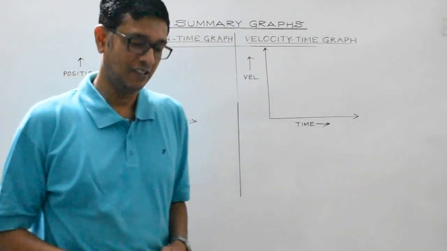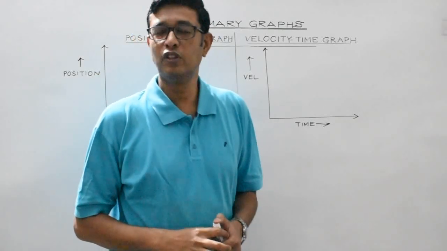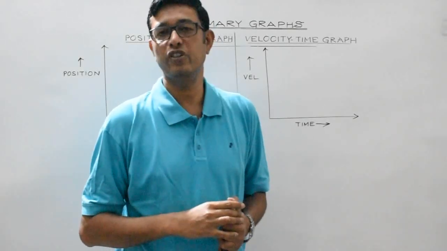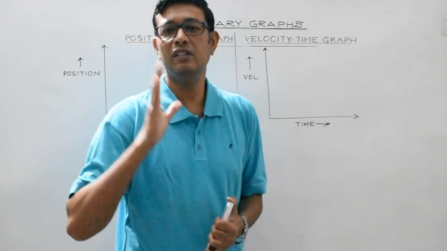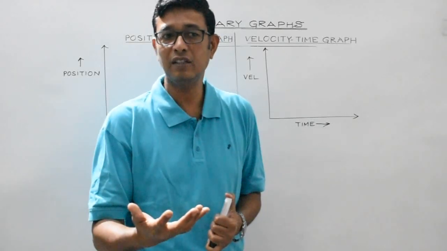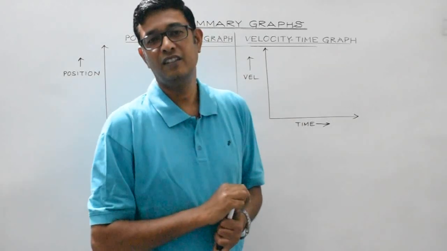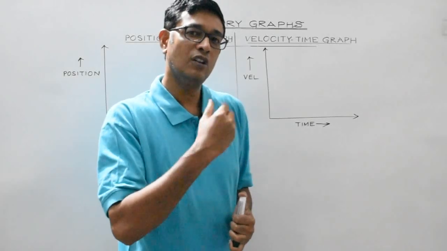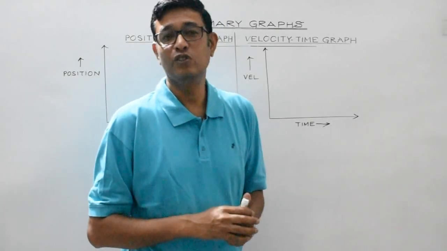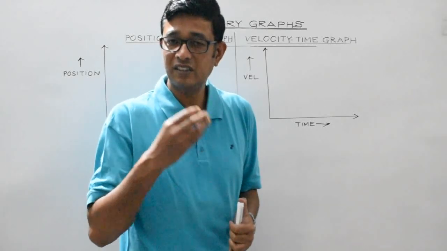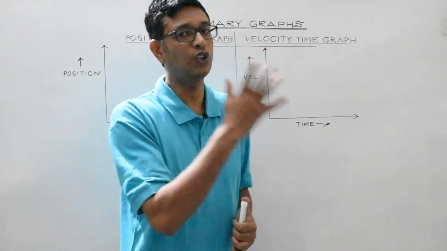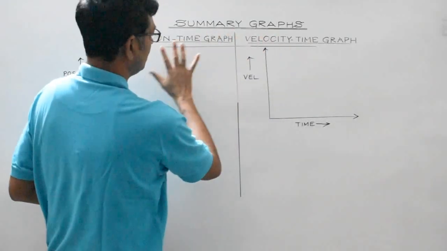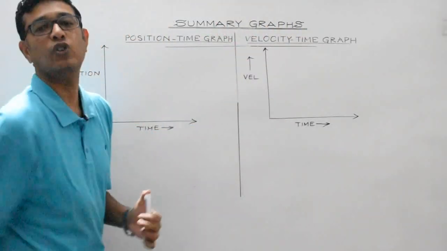Jai Hind students, in today's lecture we will try to recapitulate all the graphical situations. We will discuss each and every condition whichever is feasible and try to graphically interpret it. We will discuss both position time graph as well as velocity time graph for all the situations, and also the importance of the position time as well as the velocity time graph. So we will discuss in two categories. One is the position time graph, the other one is the velocity time graph.